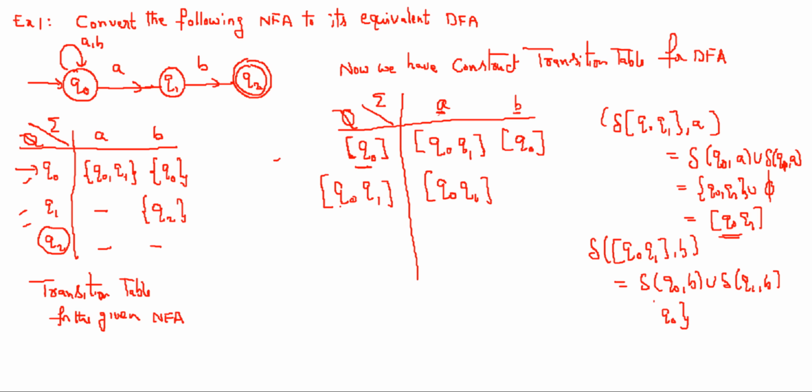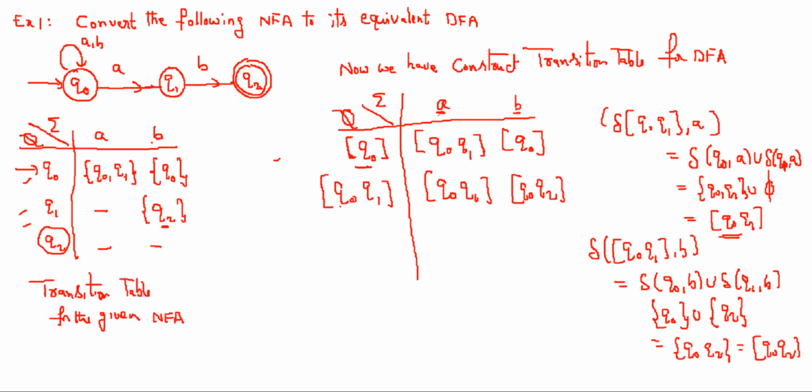You are going to Q0 only. Union. What happens if you apply B on Q1? If you apply B on Q1, you are going to Q2. Now, after the union of these two sets, you got Q0 and Q2. That means you got a new state called the Q0 Q2 state. Now, here you have to write the Q0 Q2 state.